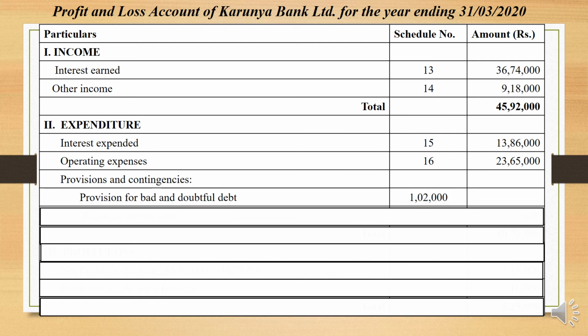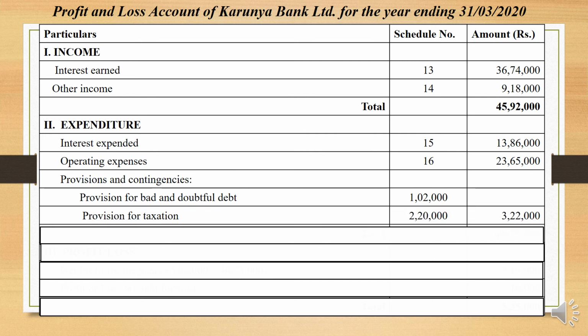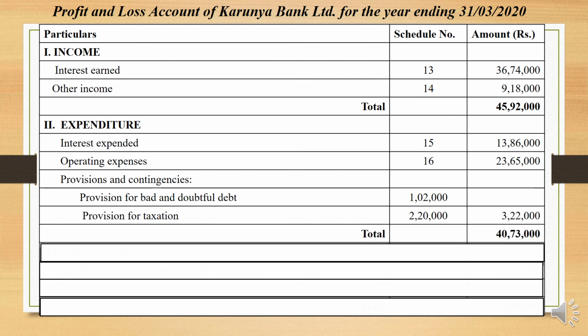The first one is provision for bad debt or doubtful debt. We have that figure here, 1,02,000, and one more is provision for taxation, 2,20,000. When you add these two, it is 3,22,000 that we have written in the outer column. So this is all about the expenditure. Find out the total. The total expenditure is 40,73,000.